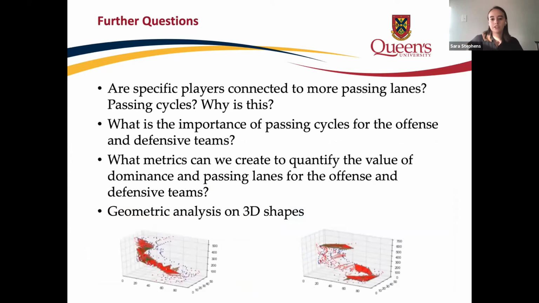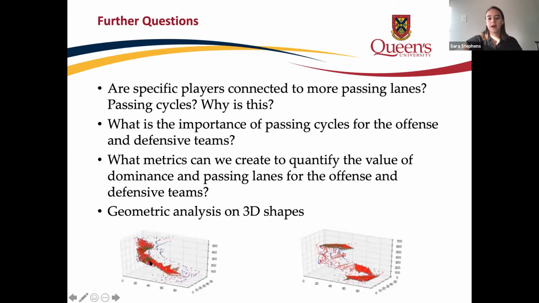So some additional questions are, we could definitely do some specific player analysis to gain further insight. We can look at whether specific players are connected to more passing lanes, similar to what Emily was showing with the numbers on her model. And so what does this say about player strength? And what I was saying before, the importance of passing cycles for both the offensive and the defensive teams.